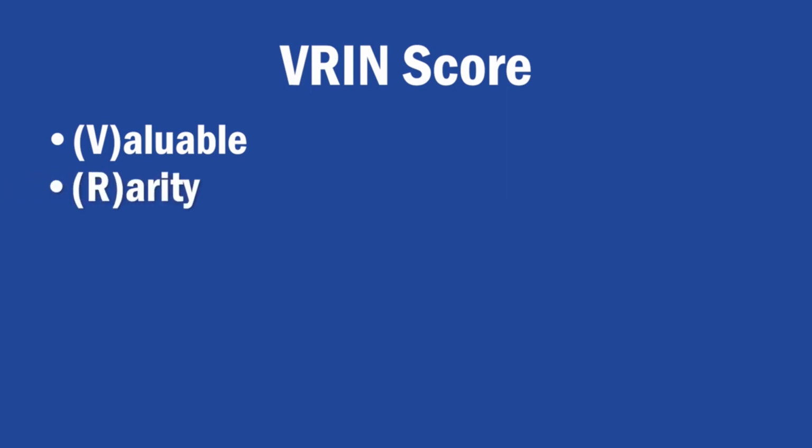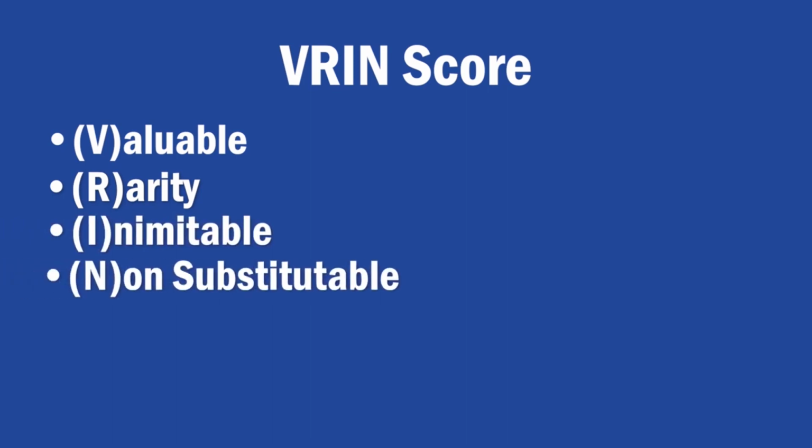Basically, the VRIN score stands for valuable. How valuable? What is the value of the service you provide? What is the value of the cryptocurrency company that they provide? Next is rarity. R is for rarity. How unique is the service they provide or you provide? Then it's inimitable. How easily can this be copied by other people? And finally, non-substitutable, meaning how easily can this project, or how easily can you be substituted?